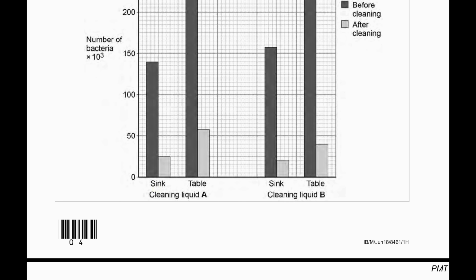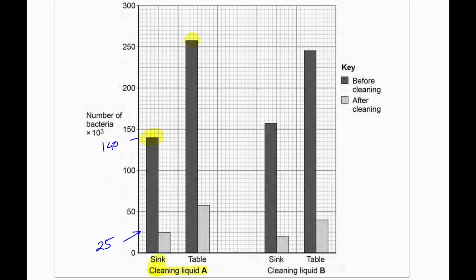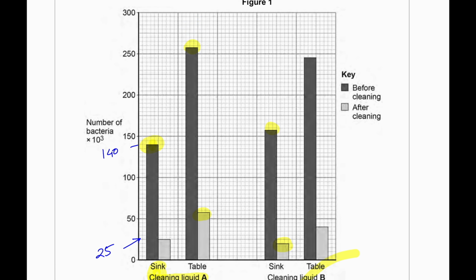So we can see in the sink with cleaning liquid A, before cleaning, the number of bacteria is very high, almost 140, and after cleaning it goes down only to 25. Cleaning liquid A has the same effect with the table, going pretty low after cleaning. With cleaning liquid B, we can see it decreases even more. It's more effective than cleaning liquid A, and in terms of cleaning the table, the number goes very low in comparison with cleaning liquid A.